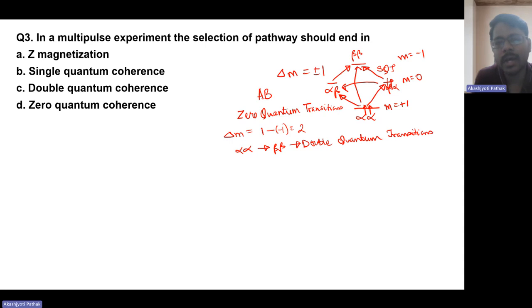All these different terms we had derived when we were solving the density operator expression. The double quantum and zero quantum transitions all take place in the evolution period, but the only observable terms are the single quantum transitions.